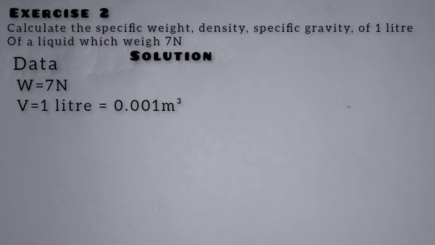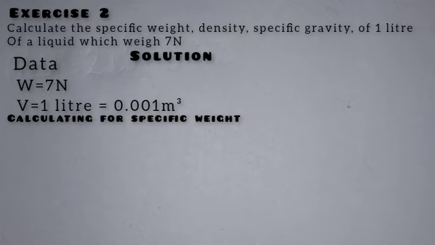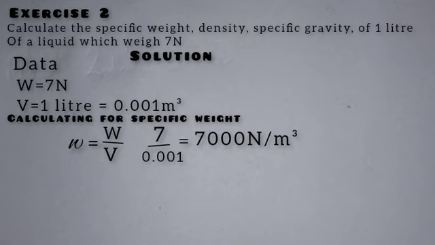and that will give us 0.001 meter cube. Now, in question 1, we're told to calculate the specific weight. We know that the specific weight is the weight over the volume, and the weight given here is 7 Newton over the volume, which is 0.001. When you do your mathematics here, it will give us 7,000 Newton per meter cube.